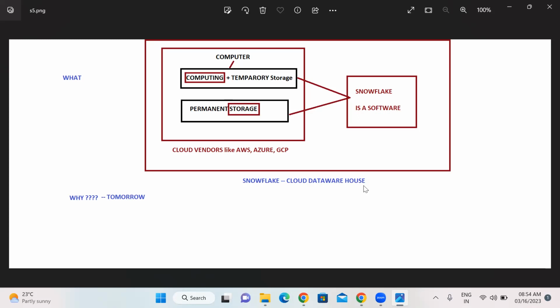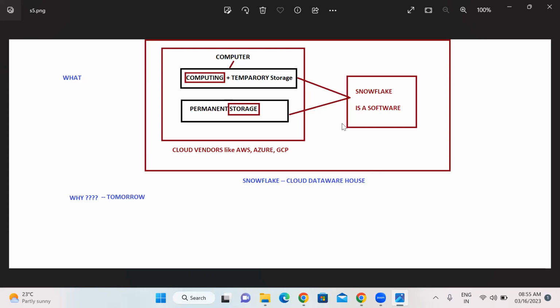Any question, please ask me. Yes, sir. In the picture shown, vendors like AWS, Azure, GCP provide computing plus permanent storage for Snowflake. My question is: is it possible to get computing power from one vendor and permanent storage from another vendor? Not possible. Very good question, but it is not possible to take them from different vendors.